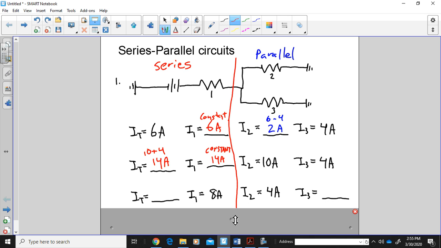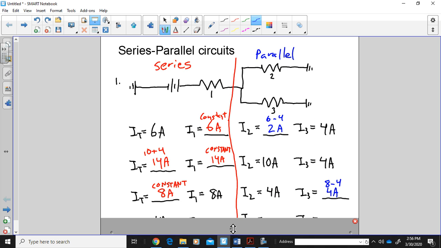Look at another example. Total current, they don't give us. They give us 8 amps through the first resistor, 4 amps through the top, question mark through the bottom. In a series circuit, current is constant. There's no place else for it to flow, so we can fill out 8 amps here. 8 amps is going to come over, and then on the parallel side, we know it's going to split. If 4 amps goes up here, we've got 8 minus 4, or 4 amps to go down that way. In this case, the resistances will be the same.